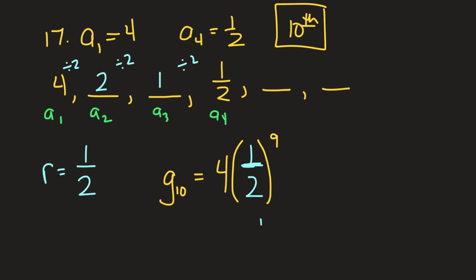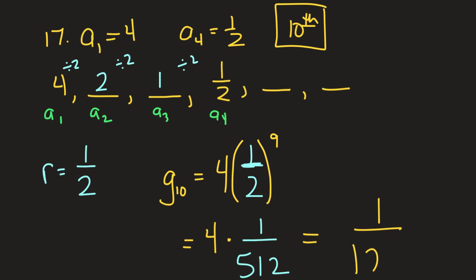And that gives me 1/512. And I need to multiply that by 4. In other words, is this nicely divisible by 4? I'm pretty sure it is, right? If it's divisible by 2 and 4 is in there. When I multiply this by 4, I come out with 1/128. So this would be my 10th term of my sequence.